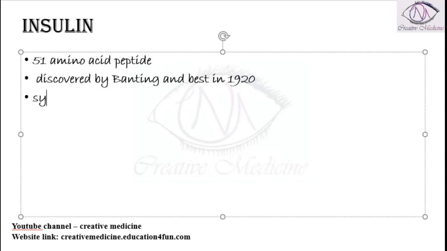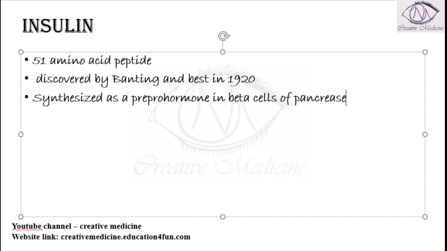And this insulin is actually synthesized as a pre-pro hormone in the beta cells of the pancreas. Okay, and then this pre-pro insulin gets converted into pro insulin, which again gets converted into the actual insulin.